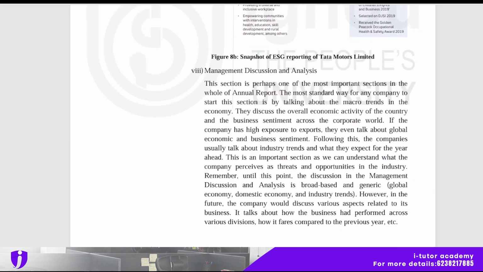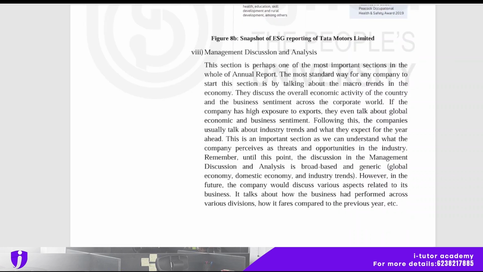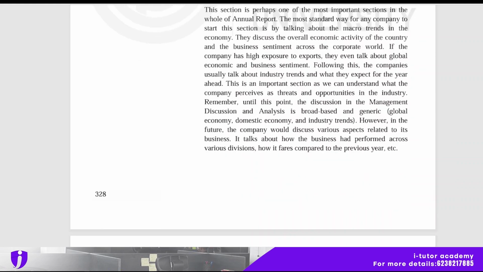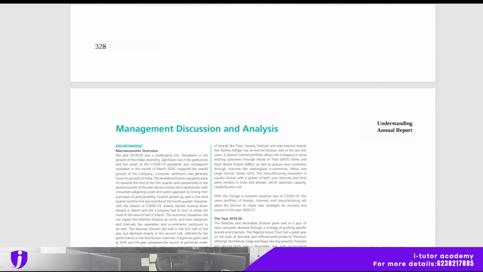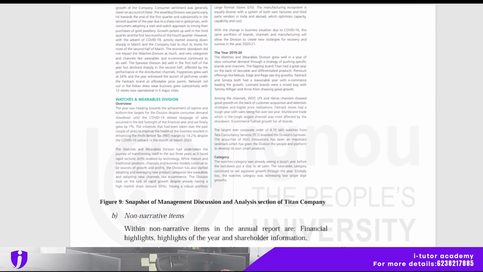Management discussion and analysis. This section is perhaps one of the most important sections in the whole of the annual report. The most standard way for any company to start this section is by talking about the macro trend in the economy. And they discuss the overall economic activities of the country and the business sentiment across the corporate world. The company has high exposure to export. They even talk about global economic and business sentiment. Management discussion and analysis snapshot is here.